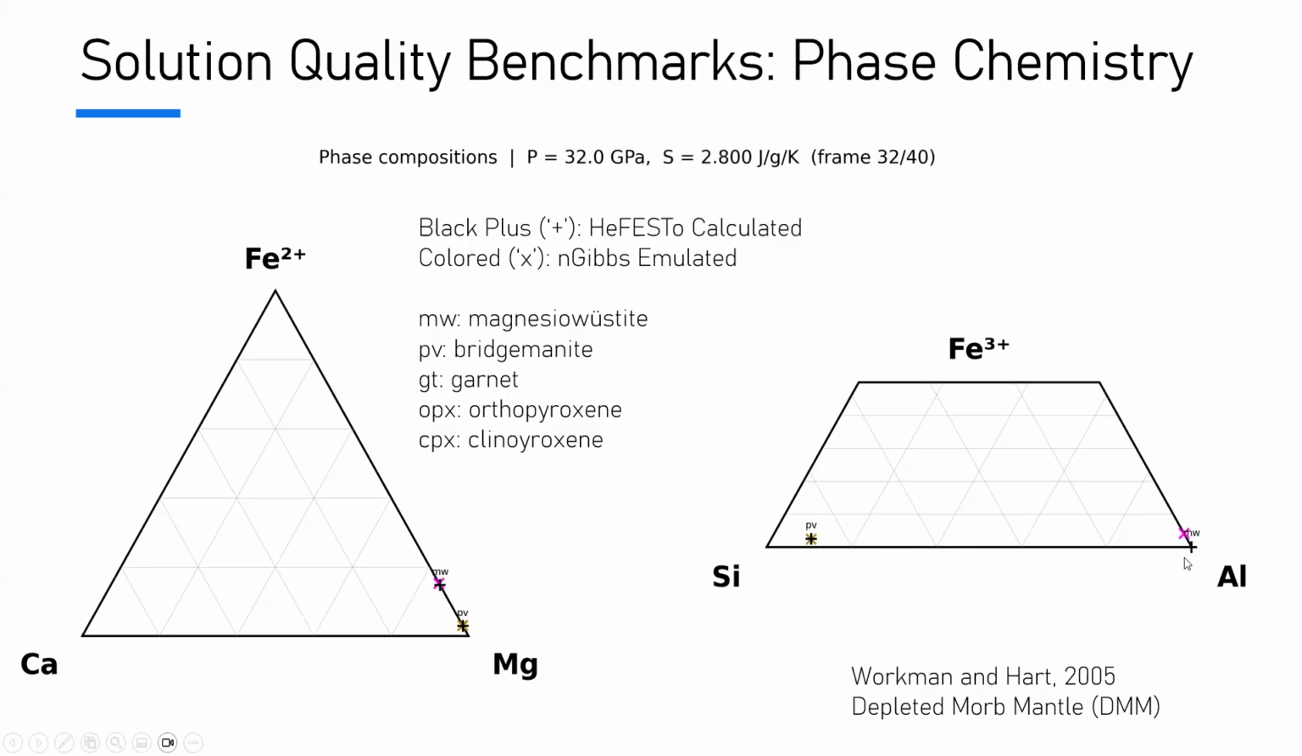Definitely the worst is the ferric content of the magnesiowüstite. I don't know what's up with that, but it's probably related to the small abundance of ferric iron in the system overall and difficulties in satisfying mass balance. But in any case, I think we'll see that it doesn't really affect the physical property calculations all that much.